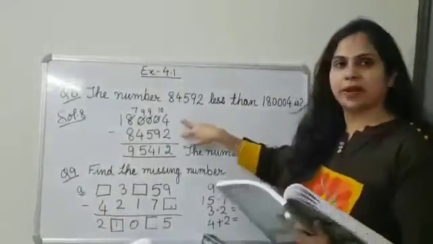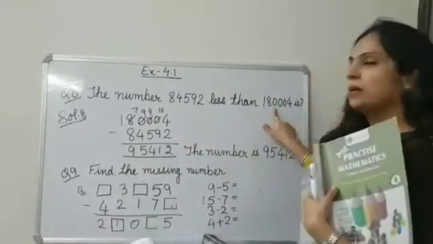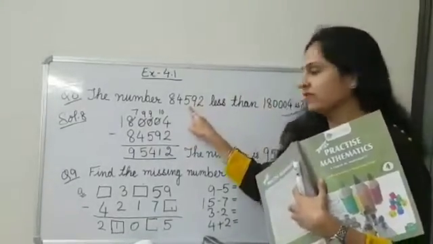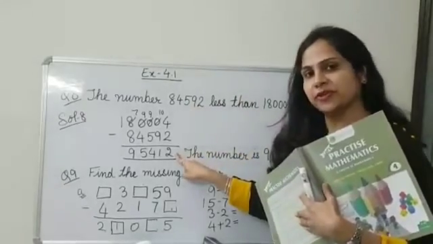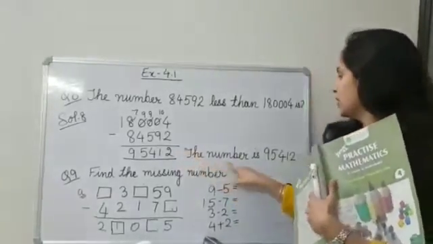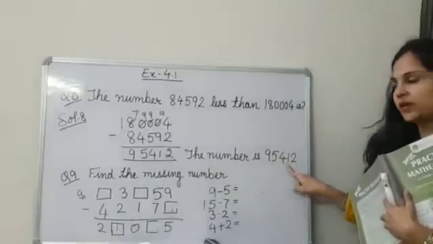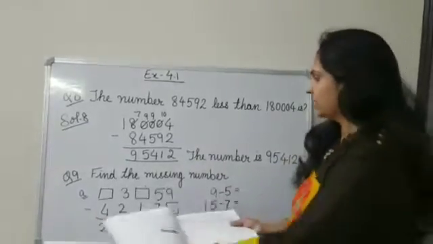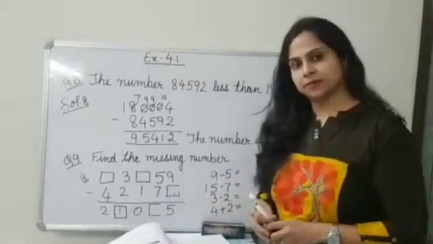Now question number 8. The number 84,592 less than 1,80,004 is, in this question what we have to do? We have to find the number which is less than 1,80,004. So what we have to do is we have to subtract them. So this will be minuend, this will be subtrahend. We have to find the number, that is difference. So we will subtract both the numbers and we will get the difference. So the number is 95,412.